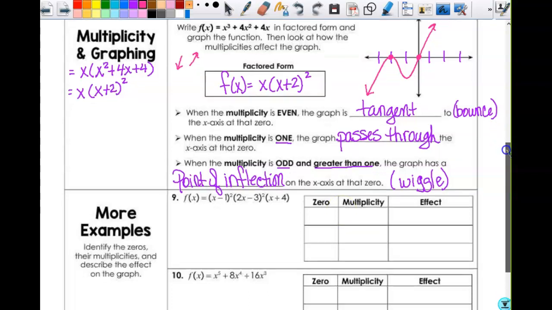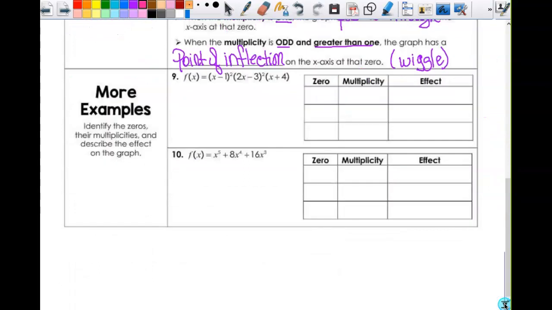All right, so then let's look at this. So we're going to identify the zeros, their multiplicities, and describe the effect on the graph. All right, so I'm going to go ahead and, this is already factored for me, so that's good. So I'm going to go ahead and write them down so I can get them from least to greatest. Let's see, I have a 1, 3 halves, and -4. So I get -4, then what comes next? One. And then 3 halves. All right. So when I put them in here, I want to make sure they're in order. So I've got my zeros are -4, 1, and 3 halves.